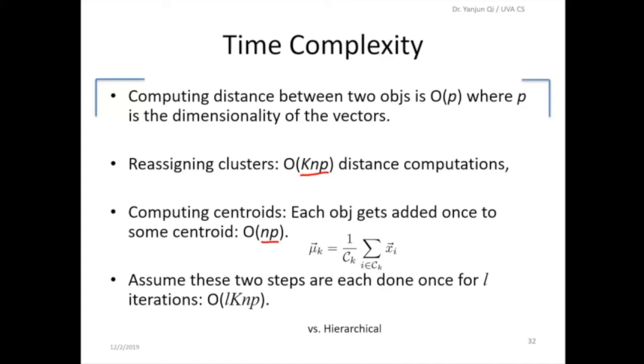And then you don't do it only once. You actually do it many, many times. Assuming L times, the whole cost is O(L K N P).